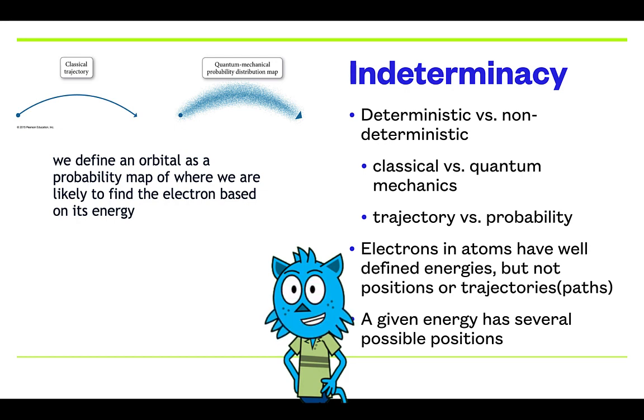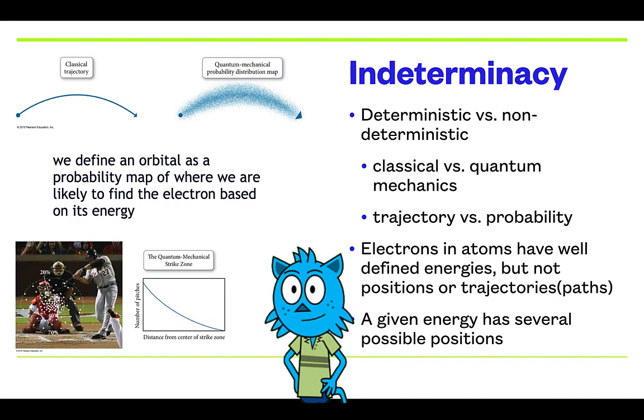And so the best that we can do when we're looking at electrons is to map out its probability of where we are likely to find the electron based on its energy. If we look at a more common way of looking at indeterminacy, it would be watching American baseball. Where does the baseball land?